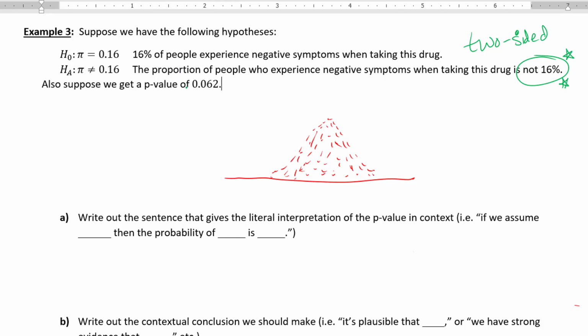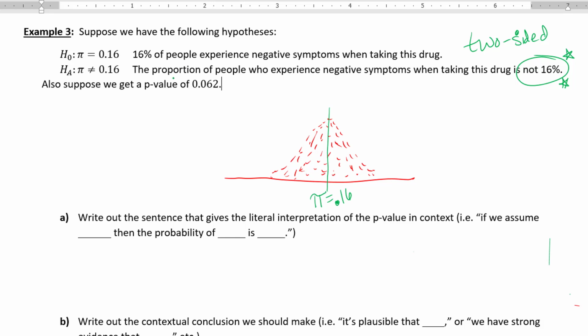All right, we're also given that we have a p-value of 0.062. So I've already drawn here an example of the null distribution, the distribution of sample statistics. Know that the distribution would be centered at the value hypothesized in the null hypothesis, so it would be centered at 0.16. This is the distribution of expected sample statistics. If you went out in the world and it were true that 16% of people experience negative symptoms and you collected a sample, then you would expect to get a sample statistic a little above 16% or a little below 16%.